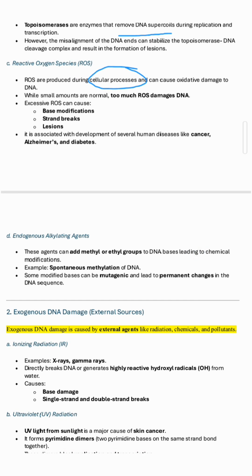And the last one is the endogenous alkylating agents. These agents can add methyl or ethyl group to DNA bases, leading to chemical modification. An example is spontaneous methylation of the DNA. Some modified bases can be mutagenic and lead to permanent changes in the DNA sequence.